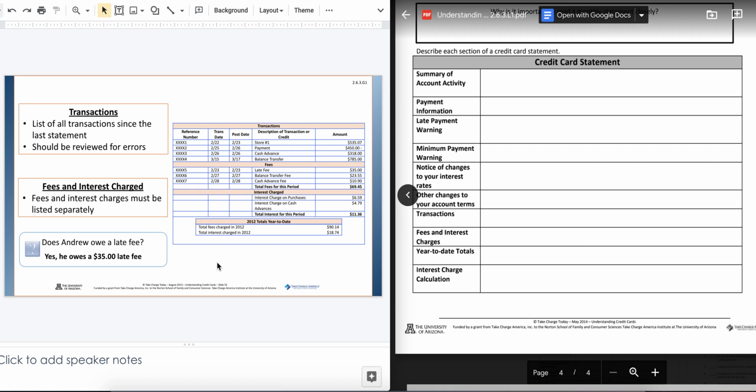So every time I swiped my card or used my credit card, they are going to break that out into a chart for me. And then I will be able to see the fees that I was charged as well. So if I was charged a late fee, maybe the balance transfer fee and the cash advance fee, because that is what Andrew, those were some of the transactions he made this month. So he's going to have some fees associated that add on to his current balance.